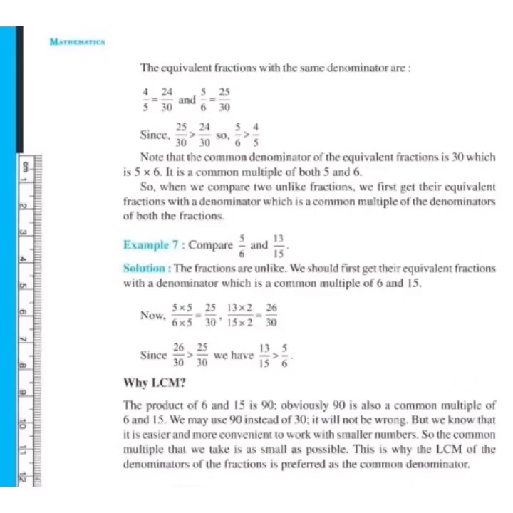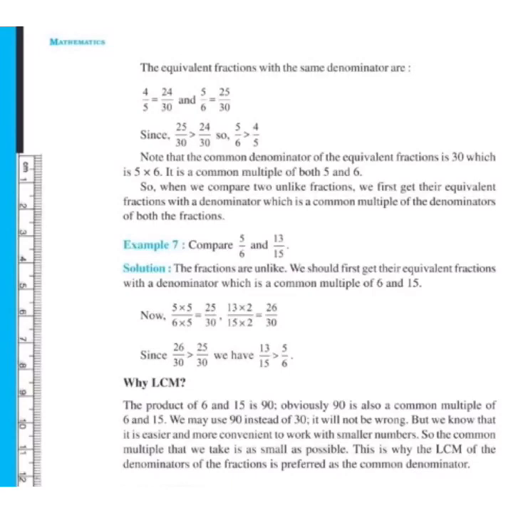Children, now see page number 152. Example 7. Compare 5 by 6 and 13 by 15. Children, first we will find out the equivalent fractions of these unlike fractions. We should first get their equivalent fractions with the denominator which is a common multiple of 6 and 15. Here we will find out the common multiple of 6 and 15. Yes, 30 is the common multiple of 6 and 15. Children, 6 multiplied by 5 is 30 and 15 multiplied by 2 is 30.